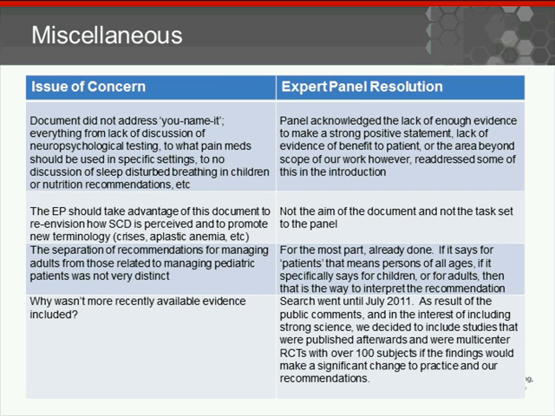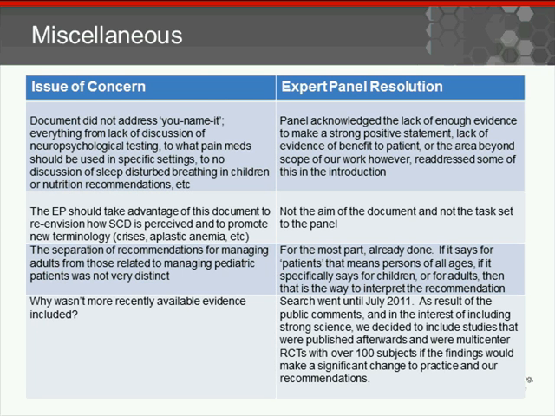Some of you said that the expert panel should take advantage of this document to re-envision how sickle cell disease is perceived and to promote new terminology. It's an interesting idea, but that wasn't a task that was set forth to the panel, so unfortunately we weren't able to do that.